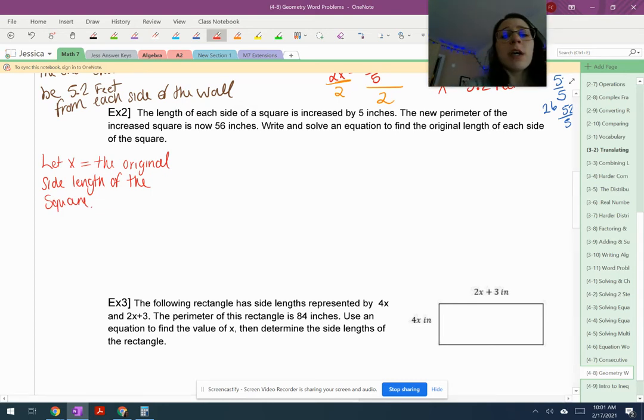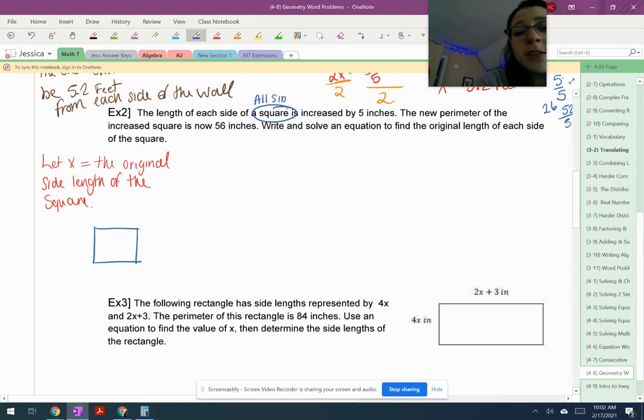All right, so again, in something like this, if you are stuck and you're not sure what to do next, always go to a picture or a diagram of some sort. So we have a square. We're talking about a square where we know all sides are equal, right? That's a fact of a square that we know. And if we didn't know that, we could very easily look it up on the internet. We also know that it has a new perimeter of 56 inches.